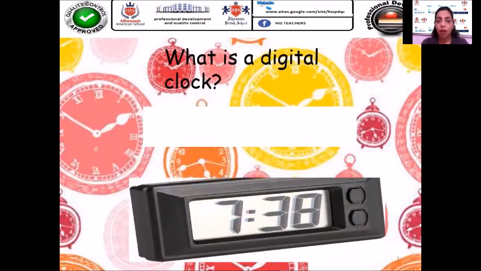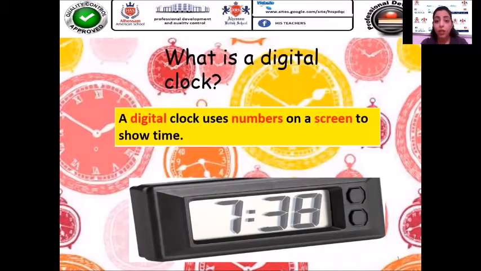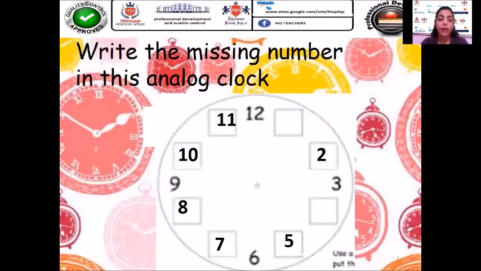What's a digital clock? I know that this is the picture of a digital clock. So what is it? A digital clock uses numbers on a screen to show time. Write the missing number in this analog clock. 1 and 4. Good job. And Mariuma, 11 and 7. Good job.